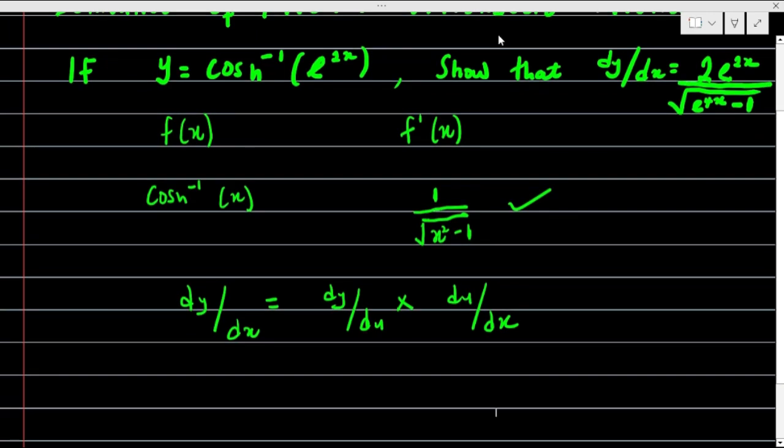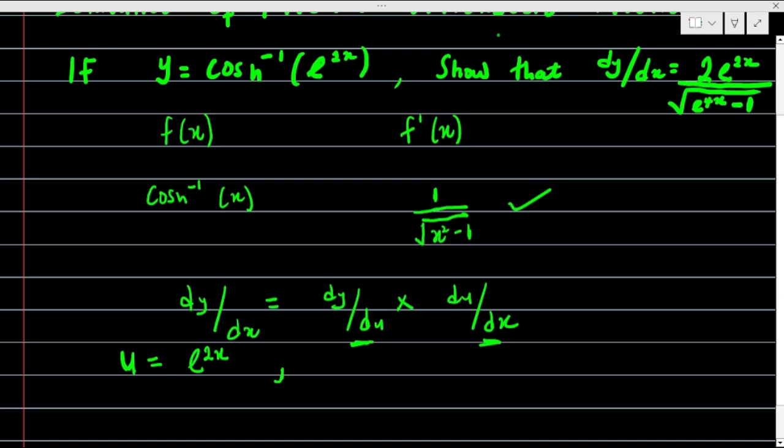Now, don't forget that we have y equals cosh inverse of e raised to power 2x. We need our dy/du and we need our du/dx. So before I will even be able to solve anything, I need to assign something to this u we are talking about. So our u will now be equal to e raised to power 2x, right?